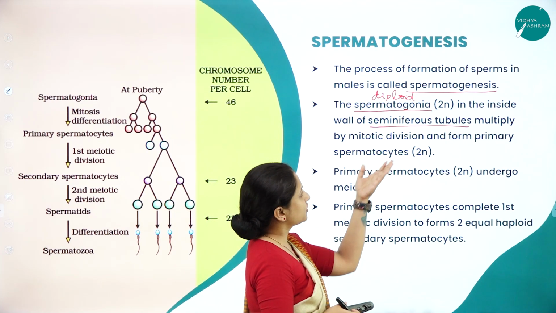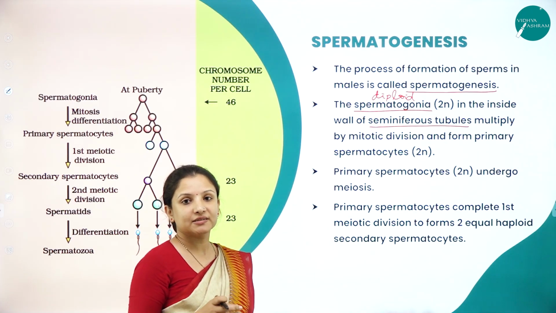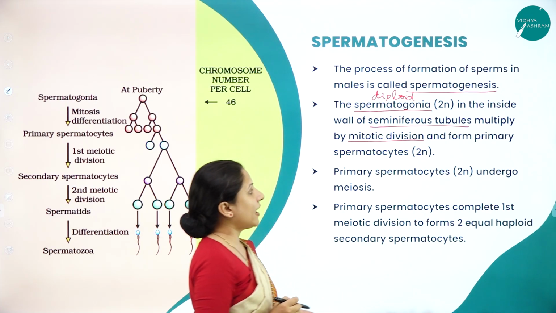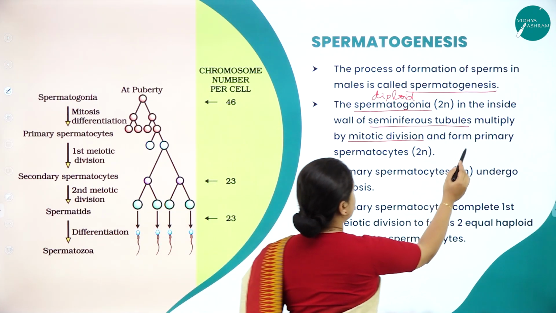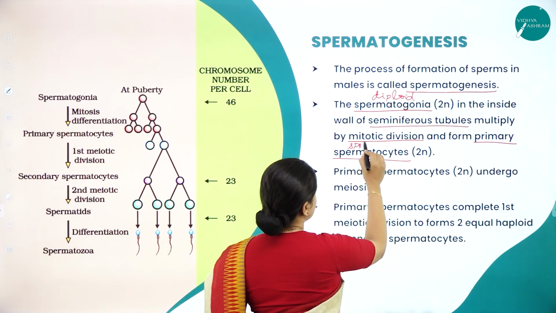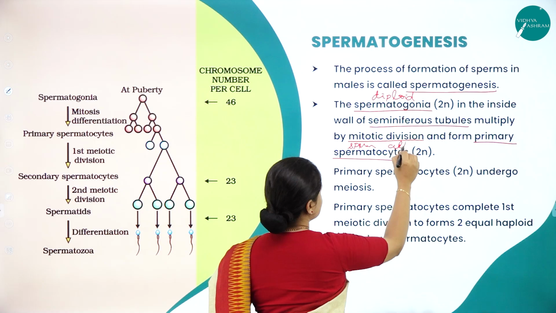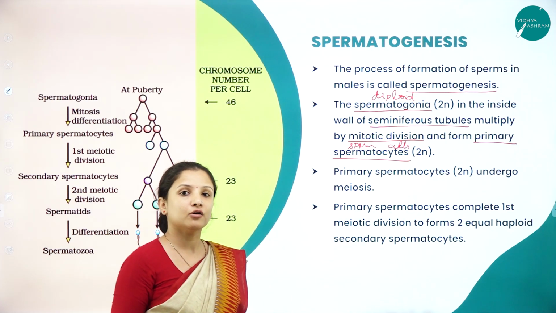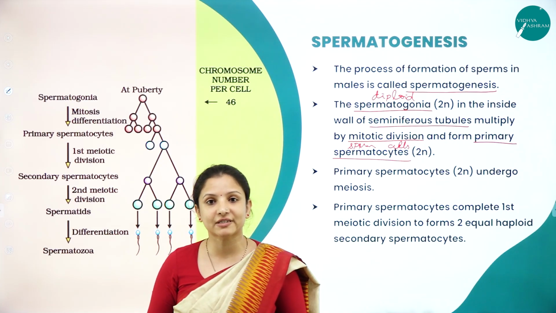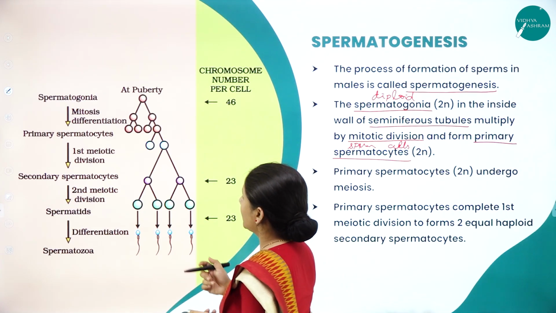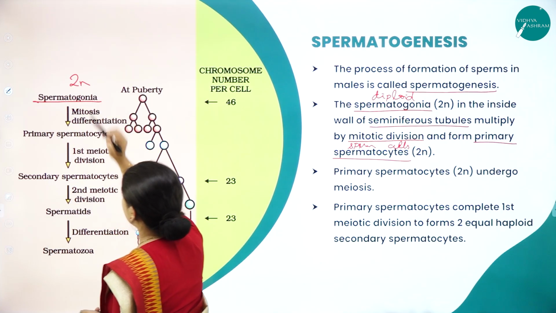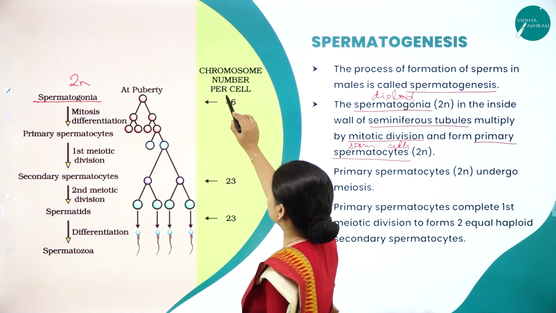The spermatogonia present in the seminiferous tubule will multiply by mitotic division and form the primary spermatocytes. Spermatocytes are nothing but sperm cells, because cytes means cells. Because they undergo mitotic division, which is again equational division, the spermatocytes are also diploid in nature. As I told you, the spermatogonia is diploid, 2n. Therefore, they'll have a complete set of chromosomes.